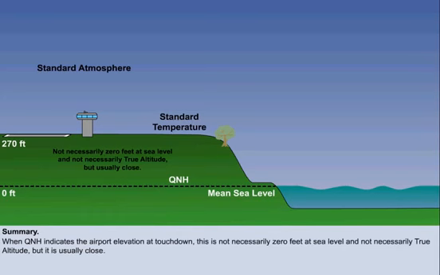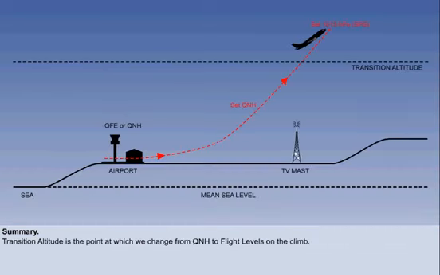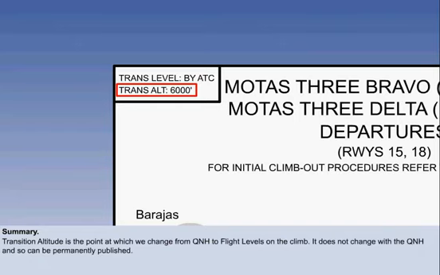Let's summarize what we covered in this lesson. We started by showing that when QNH indicates the airport elevation at touchdown, this is not necessarily 0 feet at sea level and not necessarily true altitude, but it is usually close. We explained that transition altitude is the point at which we change from QNH to flight levels on the climb. We also said that it did not change with the QNH and so can be permanently published.